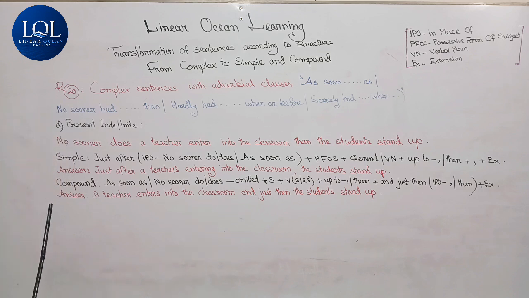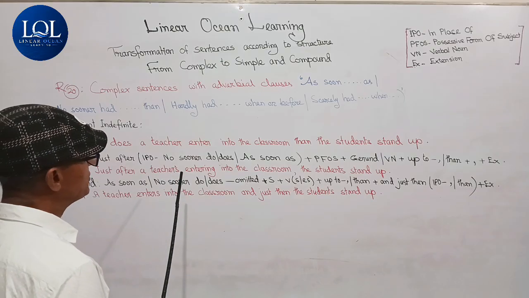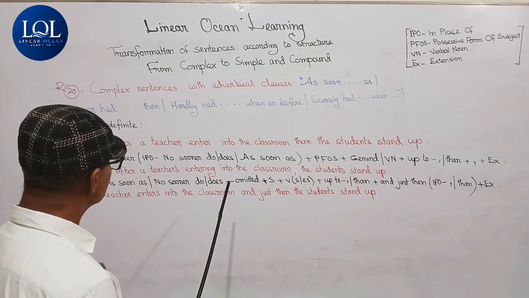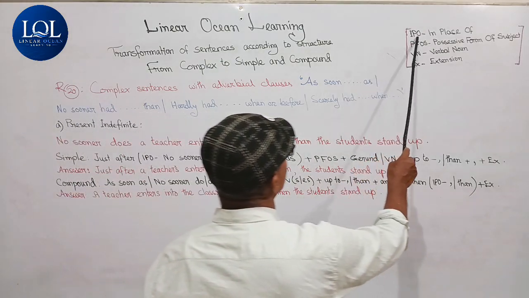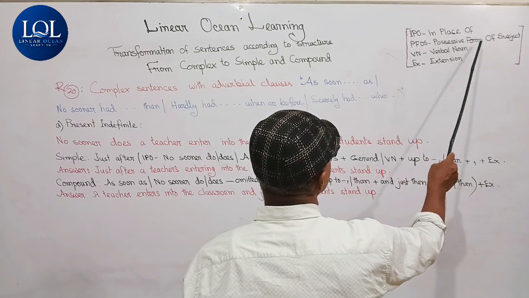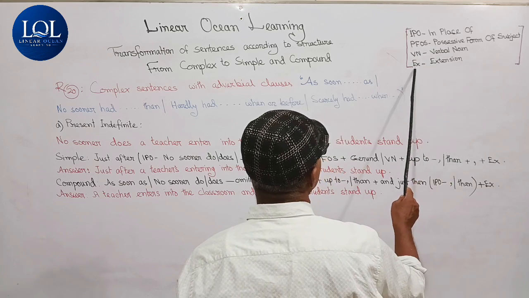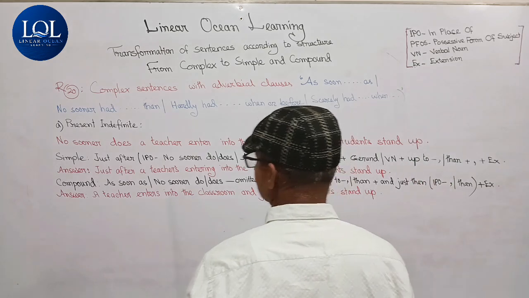If we want to put it into a simple sentence, the structure we have to follow is... Before going to the structure, I would like to clarify some abbreviations I have used in my structures. IPO means in place of. PFOS means possessive form of subject. VN means verbal noun. EX means extension.